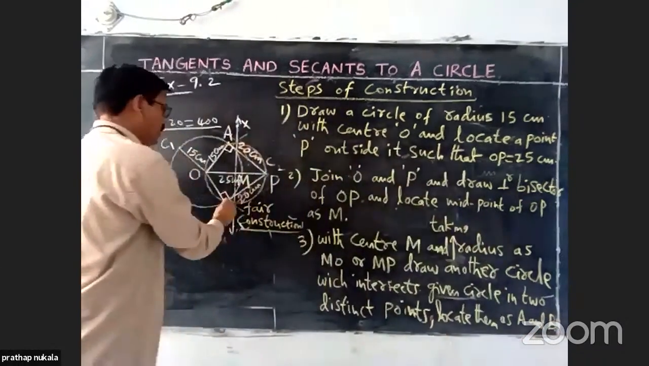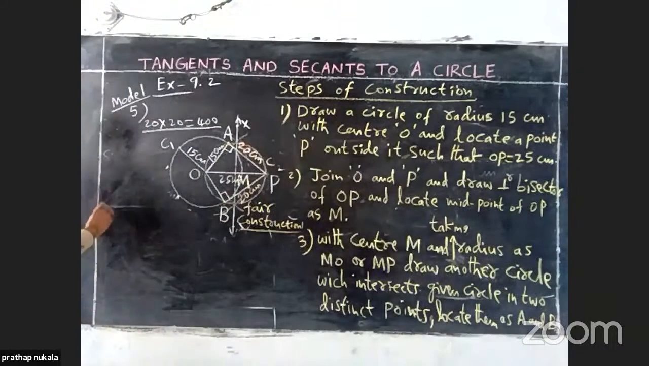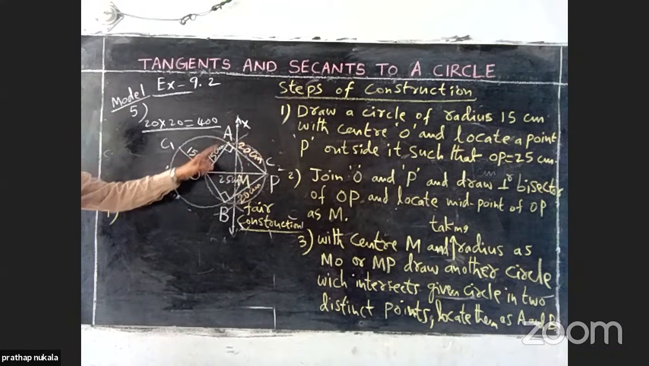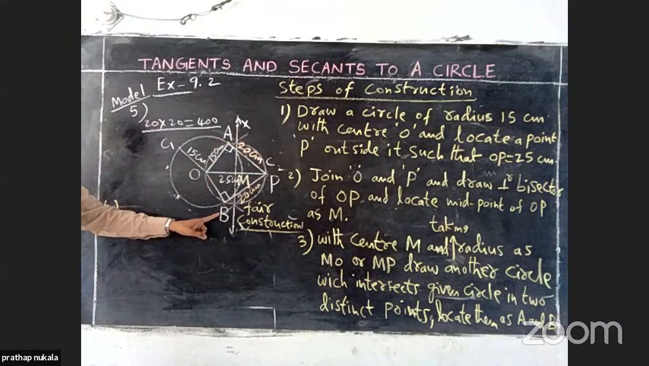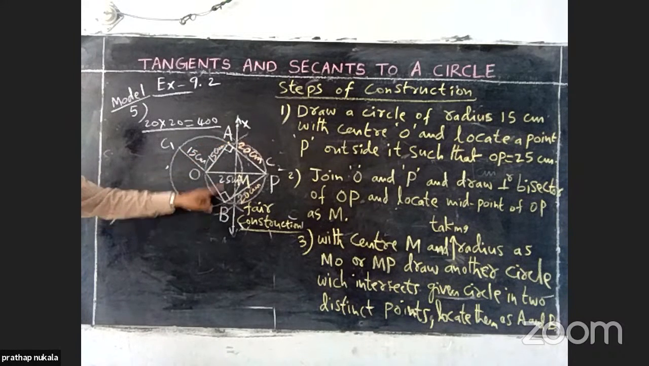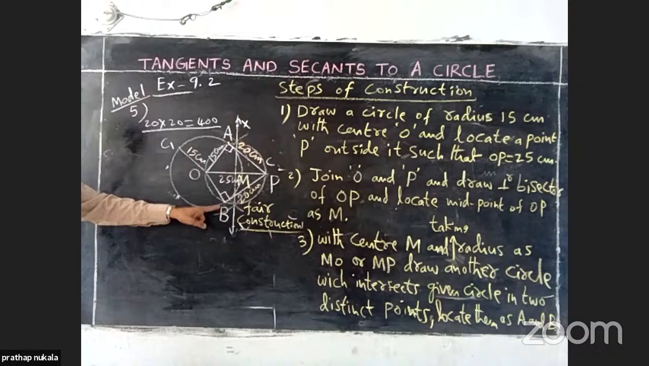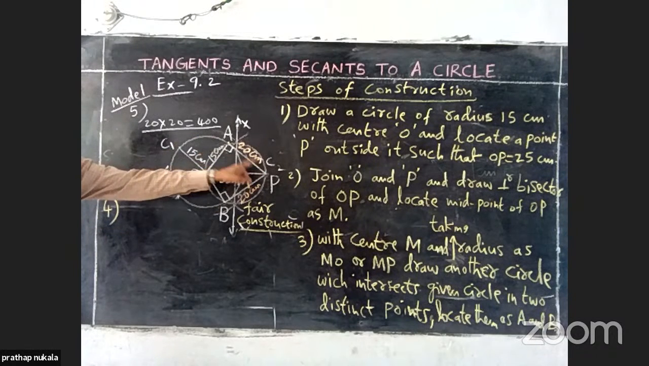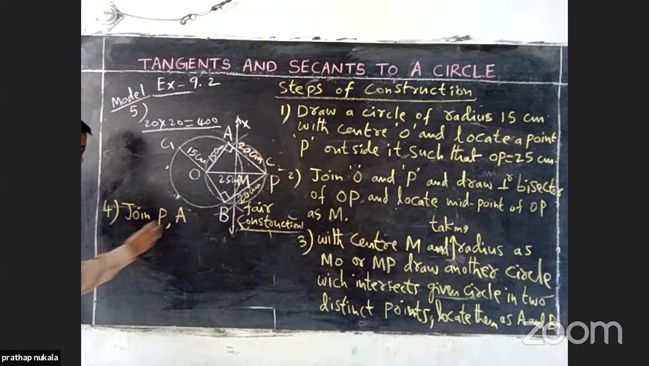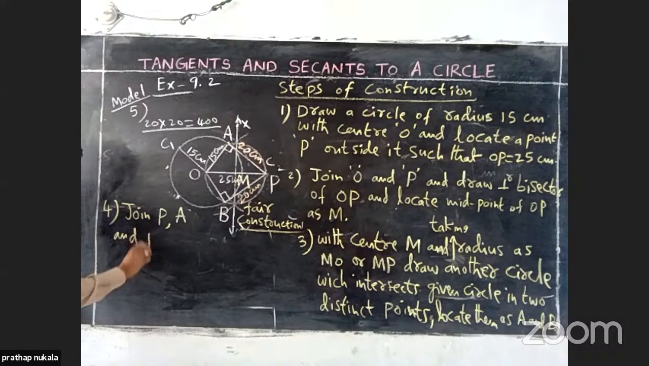Next, the fourth step, this is the last step. Now, A and B are located, the intersection points of both the circles. These are the points of contact. Now, join P comma A and P comma B.